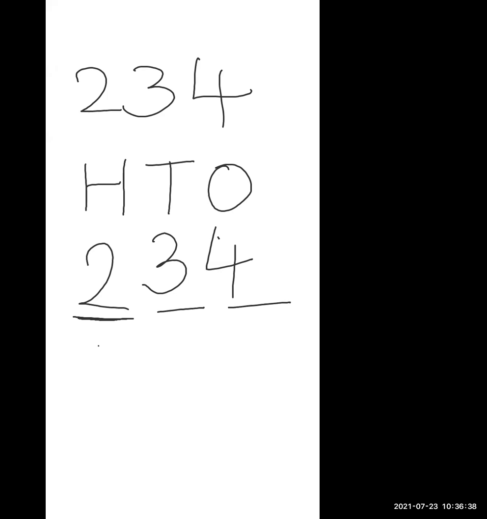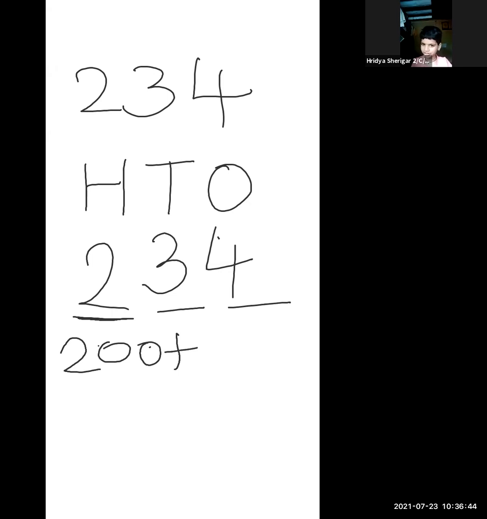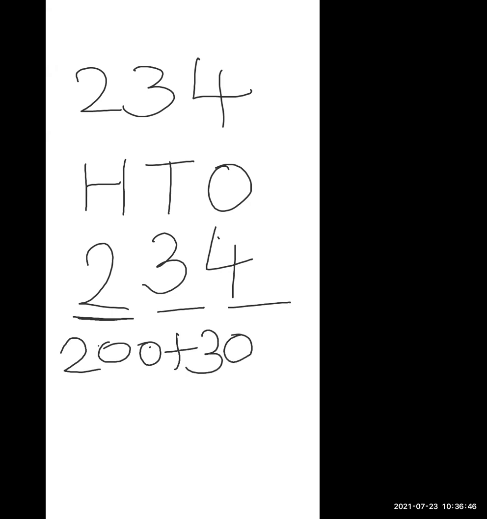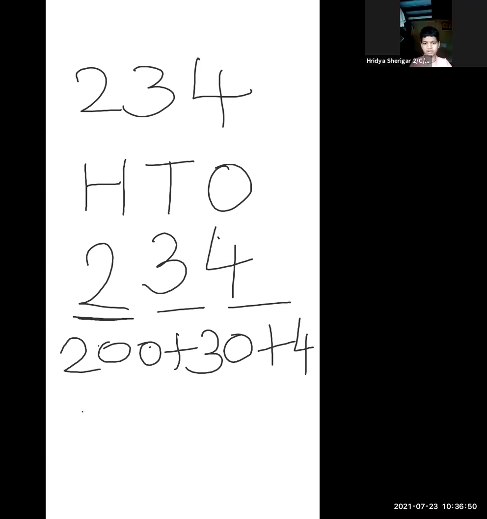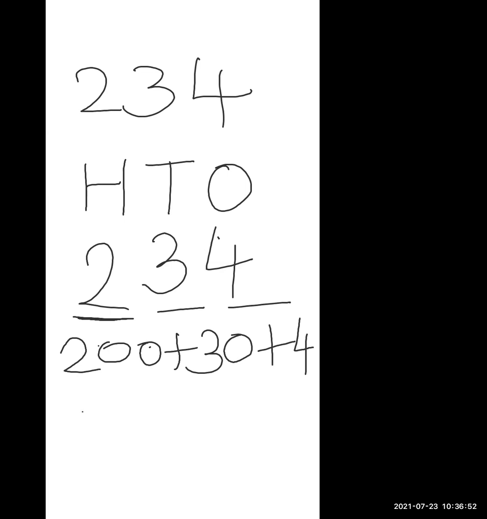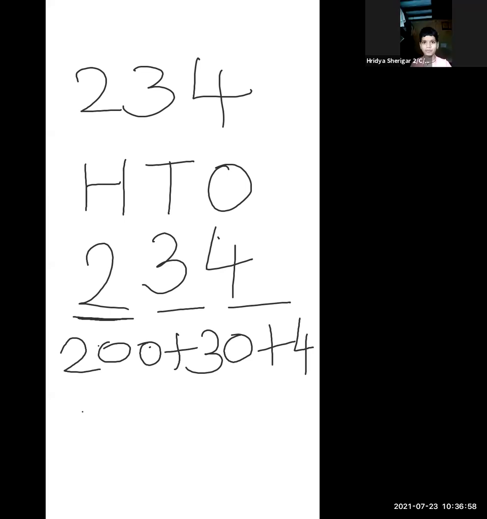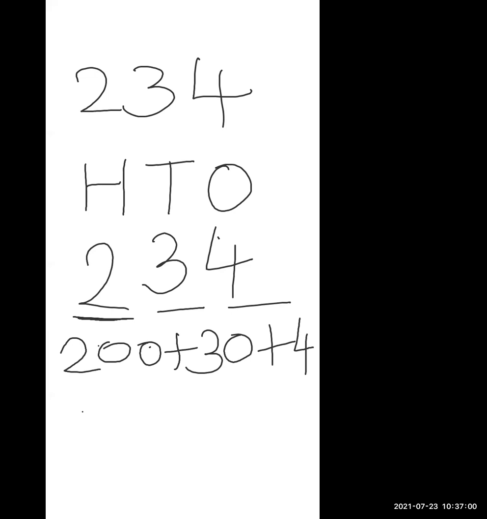How to write in expanded form? 200 plus 30 plus 4. Correct. So 234 equals 200 plus 30 plus 4. This way we are going to write the expanded form. Correct. Now this number we are going to write in place value.